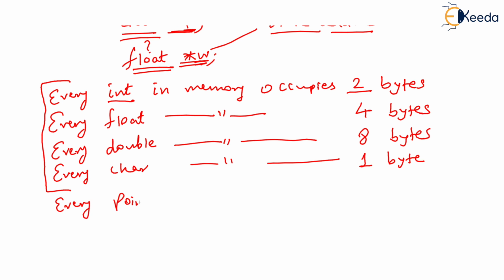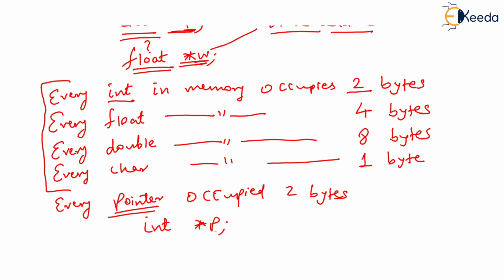Pointer, just check my words, every pointer, let that be int pointer, float pointer, char pointer, any kind of pointer, always occupies or requires 2 bytes. You see, that means suppose I have a declaration like this again, int asterisk p. Then p is a pointer variable of type int.